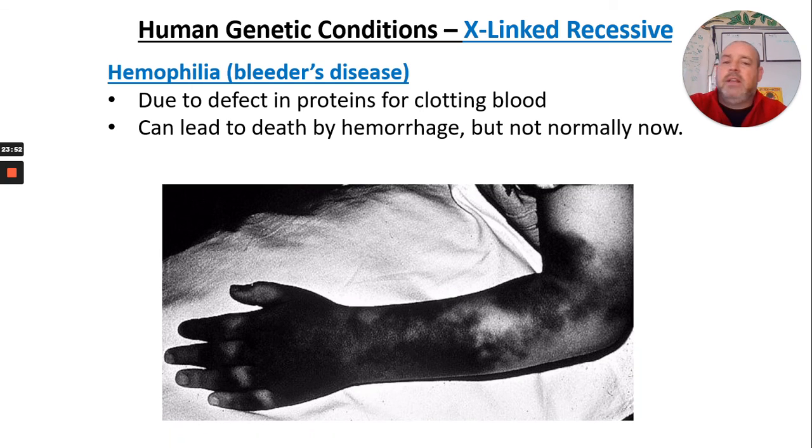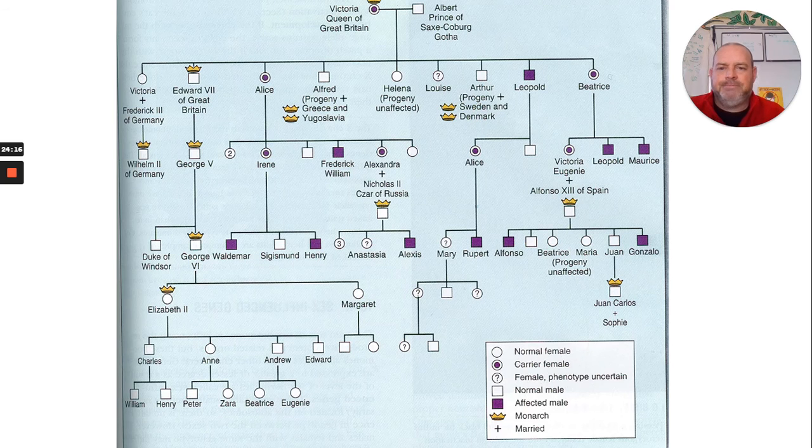Hemophilia, this was one that you guys had in your problems. This is where you can't clot the blood, and it could lead to death by hemorrhage, meaning you just bleed out because your blood won't clot fast enough if you have a big enough injury. It can be a difficult one, but now we can treat it a little better. People have preventative clotting factors that they take as medicine to help them a little bit.